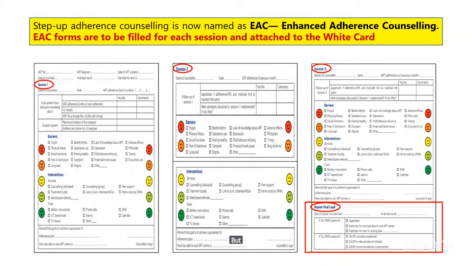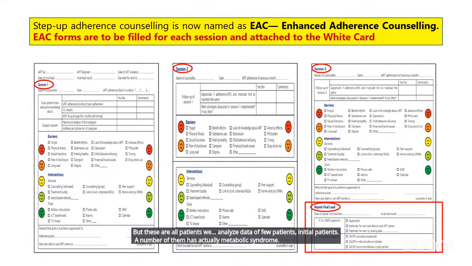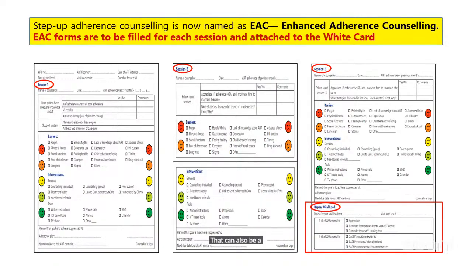But these are all patients. We analyzed data of a few initial patients. A number of them actually have metabolic syndrome. That can also be a factor for the rise in transaminitis, ALT and AST. So whenever you come across such patients, you also look for metabolic dysfunction associated fatty liver disease, MAFLD. Earlier on, we used to call it NAFLD, or non-alcoholic fatty liver disease.